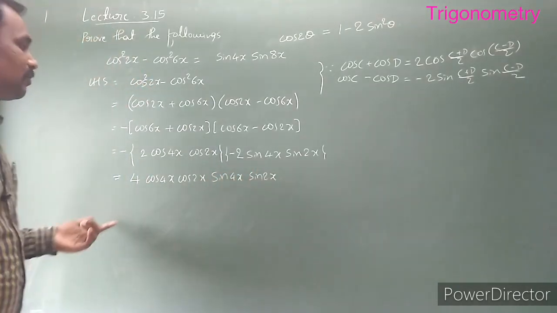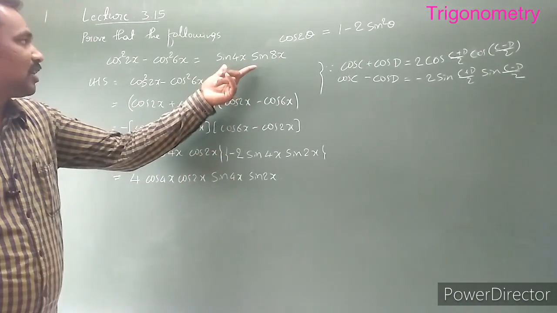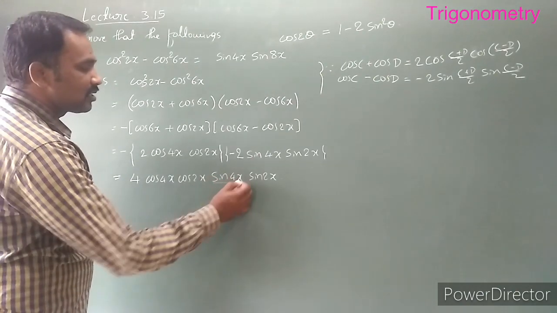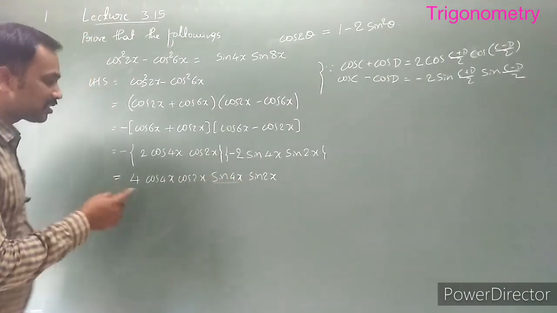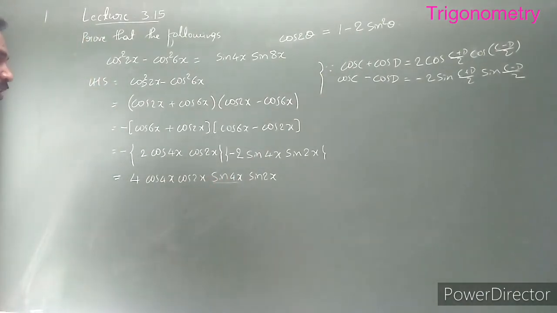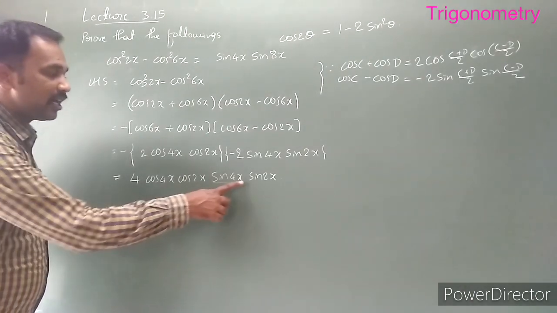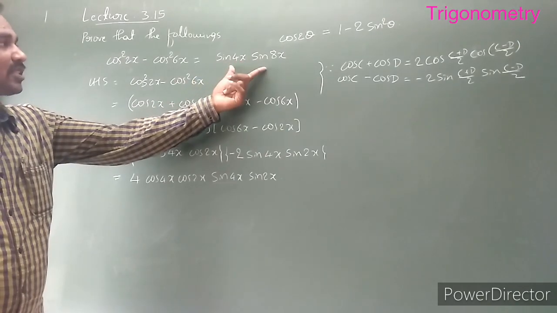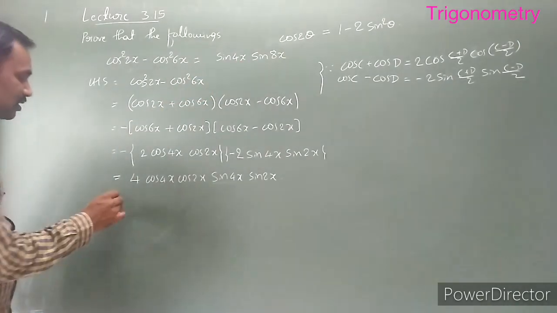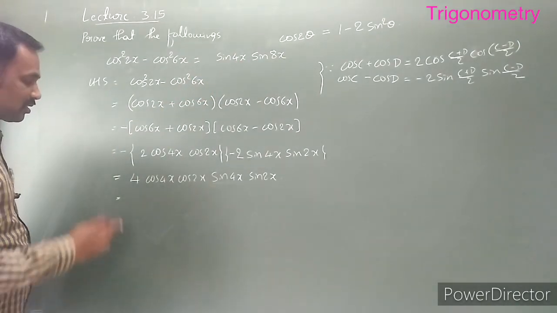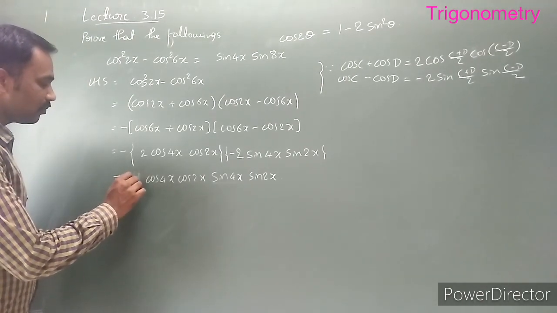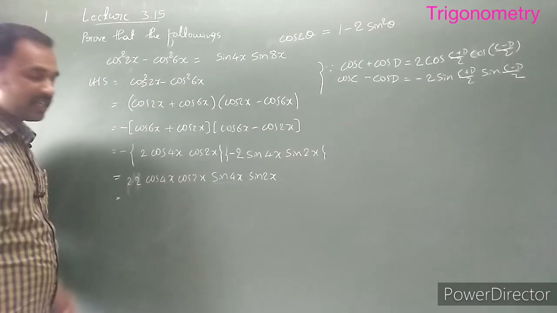But what is the right hand side? Only sin 4x into sin 8x is required. Sin 4x is required and sin 8x is required. We don't have that result. A little bit of arrangement we have to do. Actually, this is right, but the right hand side is asked in this manner. So I am just rewriting. How do I rewrite this? Instead of writing the 4, I just write 2 into 2.